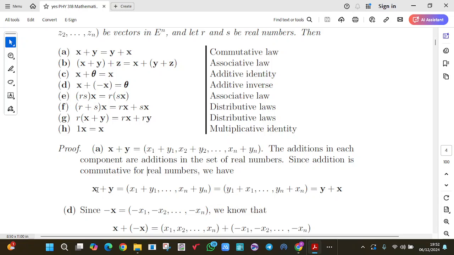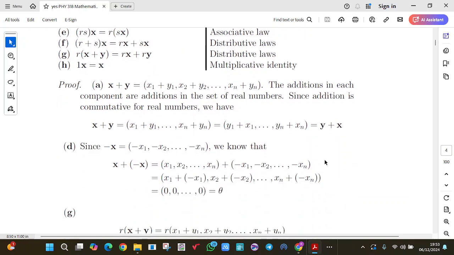Therefore, if we have x plus y, this is the first element, up to the last element. You interchange: y1 plus x1, the first element, up to yn plus xn, the last element. So you have seen that this part is equal to this part, you reverse, and then you say hence x plus y is equal to y plus x. Is that clear? Yes, sir. Thank you.